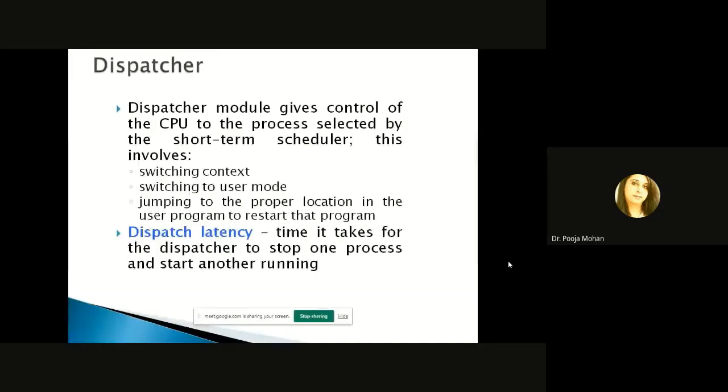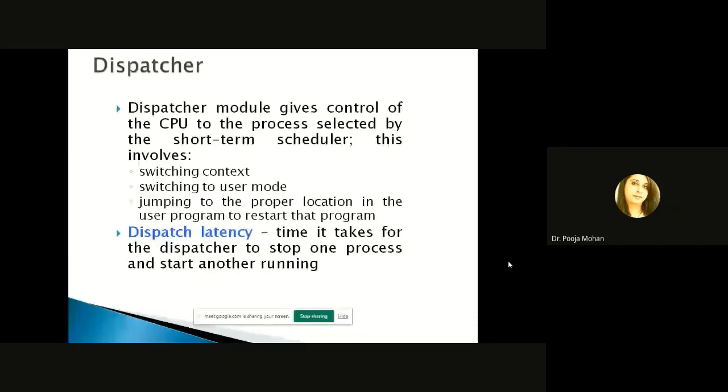Right? So it basically involves three types of functions. It will basically work in context switching, switching to the user program to restart that program. So what is the purpose of the dispatcher?